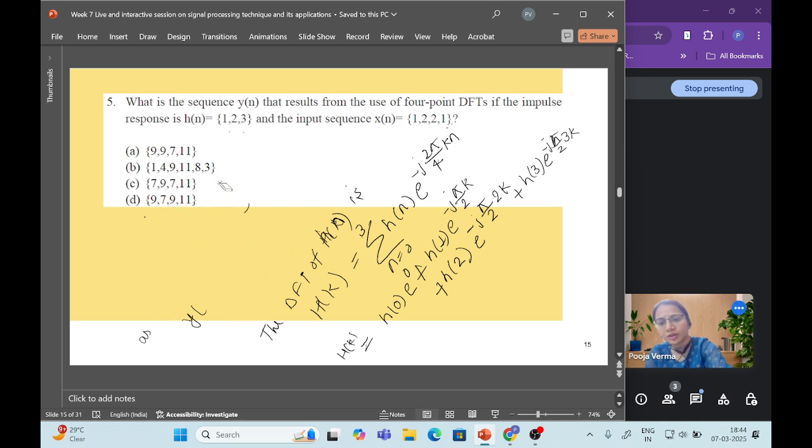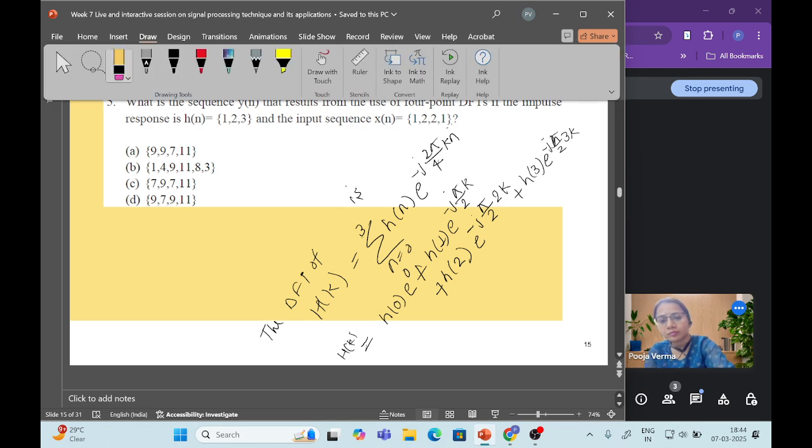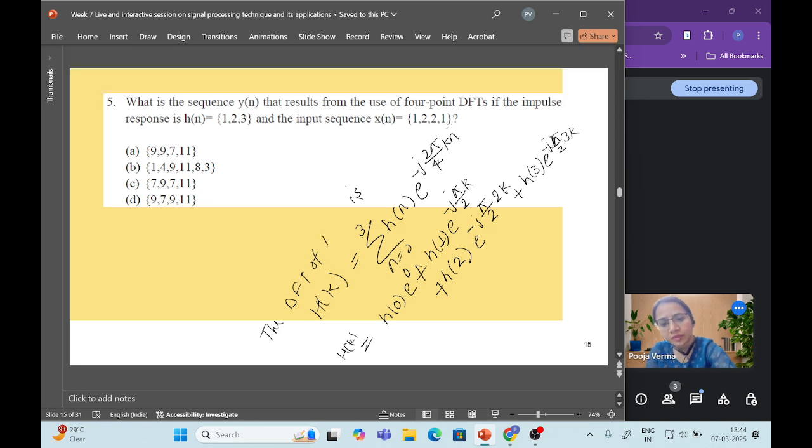So I hope you have noted down h of n is this. So now we will put the values: h of 0 is 1, h of 1 is 2, h of 2 is 3, and h of 3 is 0. Okay. So h of 0 is 1, already we know that. So e to the power 0 will be 1. So 1 plus h of 1 is 2, so 2 e to the power minus j pi by 2.